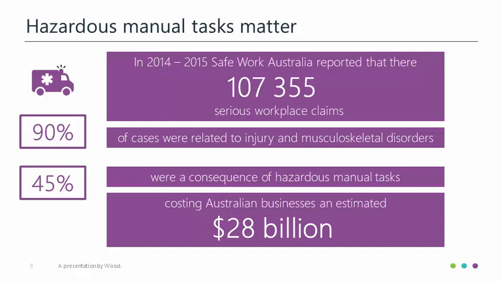The report also documented that overall, 38% of the burden of disease was preventable, being due to modifiable risk factors, and that includes hazardous manual tasks. Safe Work Australia also reported in 2014 to 2015 that of the 107,355 serious workplace claims notified, 90% were related to injury and musculoskeletal disorders. 45% of these were a consequence of hazardous manual tasks, costing an estimated $28 billion.